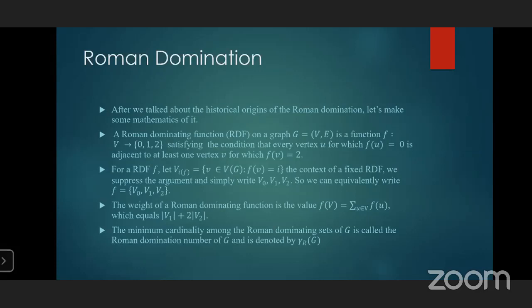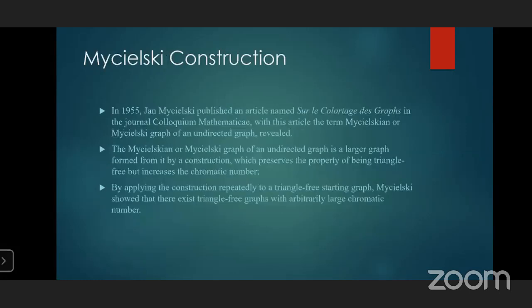For an RDF, we suppress the argument and simply write V0, V1, V2. So we can equivalently write f like this. The weight of a Roman dominating function is the value of this sum equation, which equals the absolute value of V1 plus 2 times the absolute value of V2. The minimum cardinality among the Roman dominating sets of G is called the Roman domination number of G and is denoted by gamma R of G, which we are going to present in this paper.